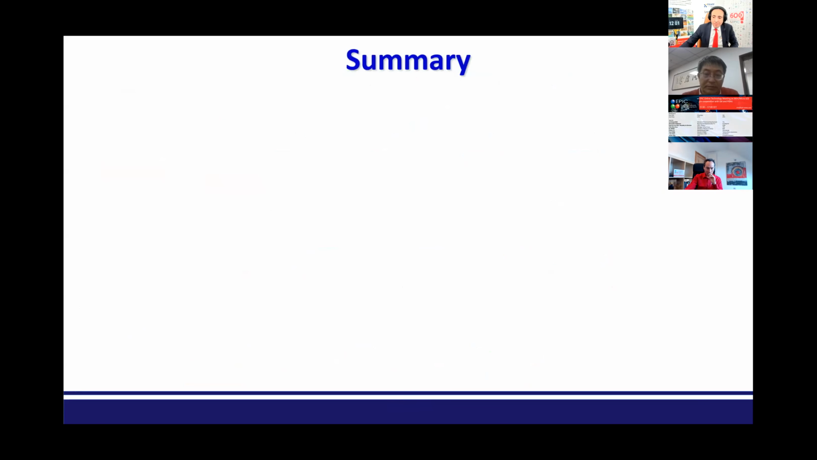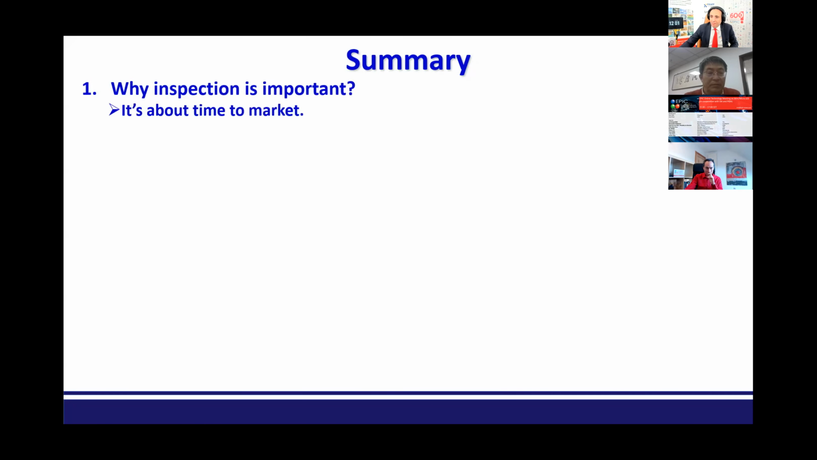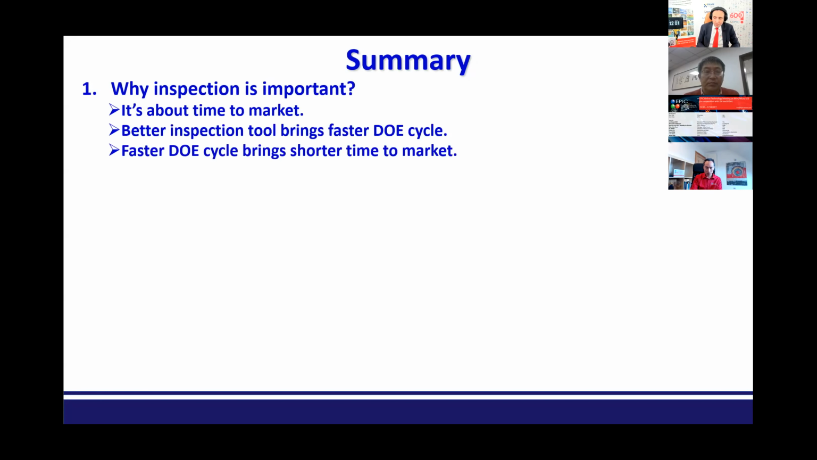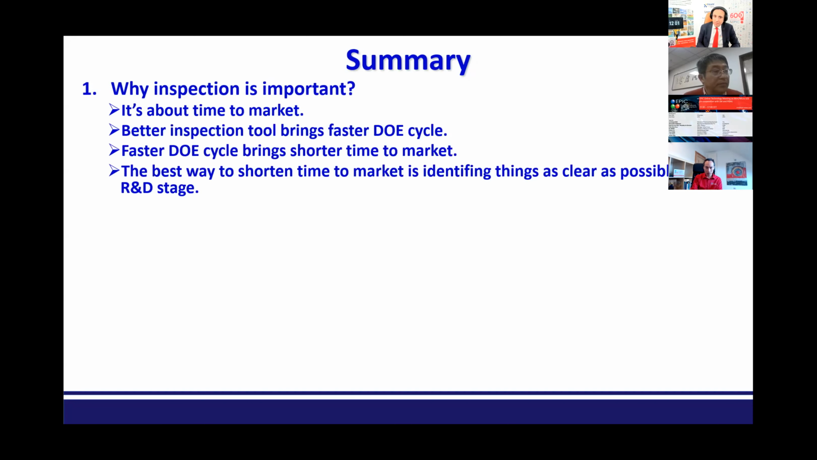So let's make a brief summary here. Why is inspection so important? I think it's about time to market. I think everyone here is waiting for the time to market of micro LED. But in my opinion, a better inspection tool will bring us a faster design of experiment cycle. And a faster DOE cycle will shorten the time to market. Actually, I think the best way to shorten the time to market is identifying things as clearly as possible in your R&D house.